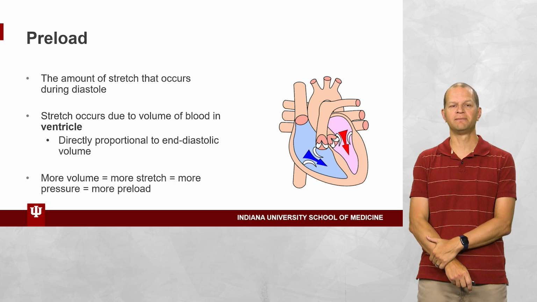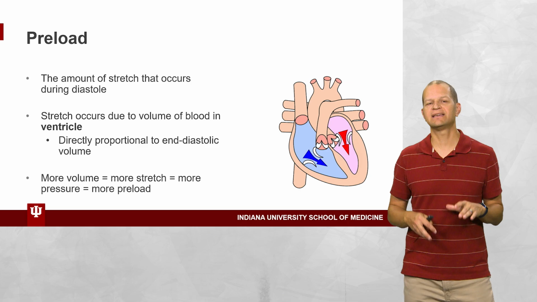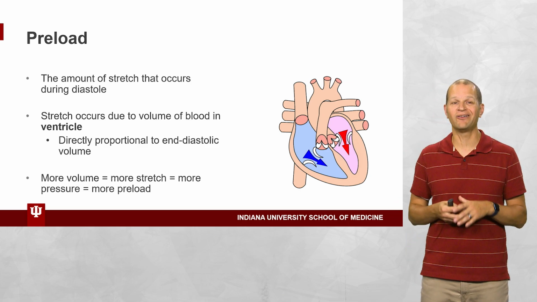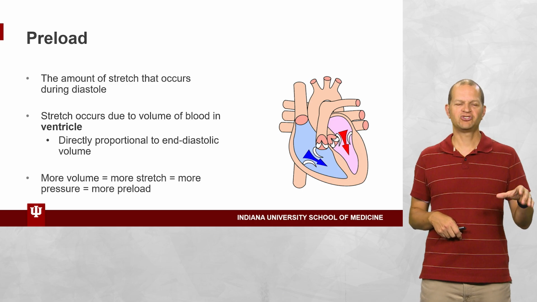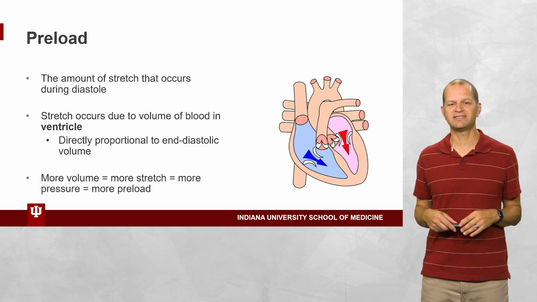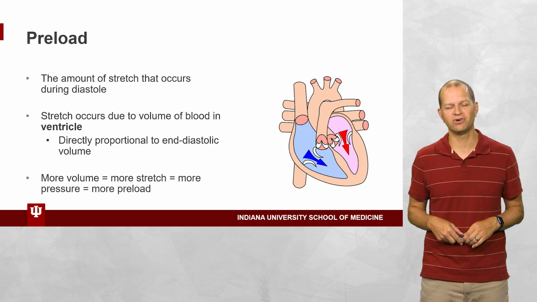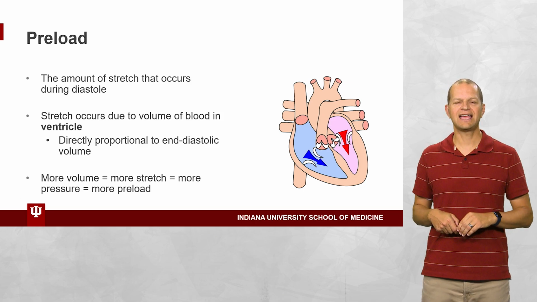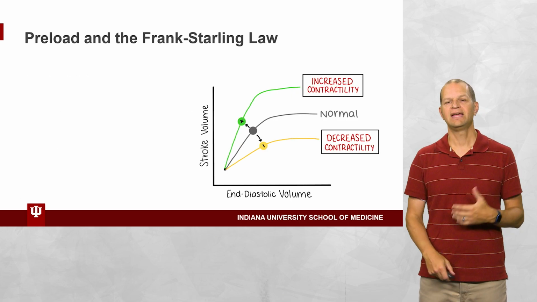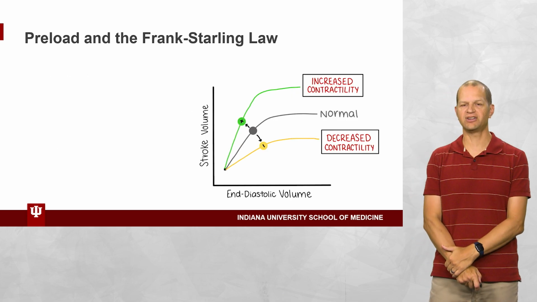What's really interesting is that preload causes your cardiac muscle cells to stretch out, but they're different, and we'll show a figure here in just a minute. They're different than skeletal muscle cells. When skeletal muscle cells are stretched out, they don't produce as much force. However, cardiac muscle cells produce more force the more stretched out they get. And we can see that from this figure here.